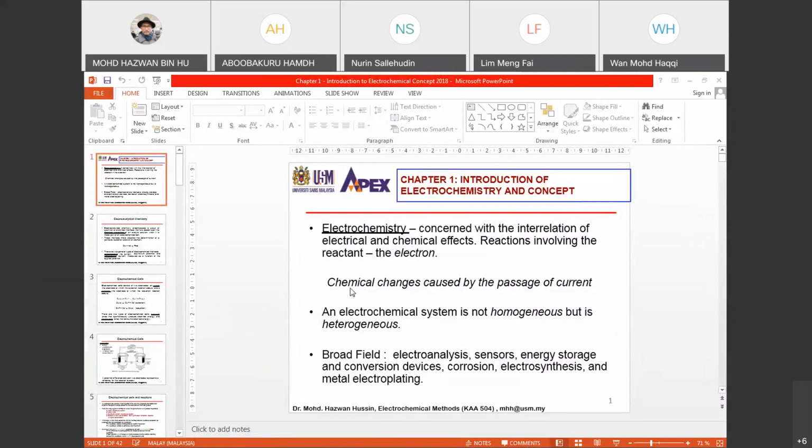Right. So for this one, chapter 1, the introduction of electrochemistry and electrochemical concepts. First of all, what can you tell, or give a definition of electrochemistry, and how can you actually use electrochemistry in your daily life? What are the applications of electrochemistry that you use in your life? Anyone want to try?